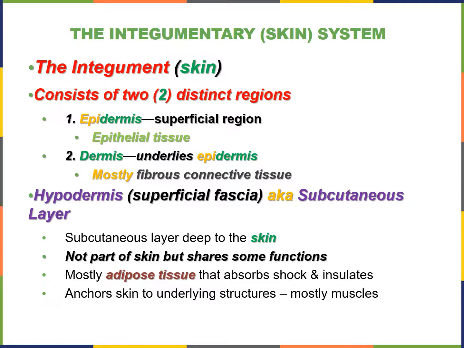This hypodermal area is mostly adipose tissue. It's there to absorb shock and to help to insulate the body. It's also used to anchor the skin to the underlying structures, mostly the muscles and some additional fascia planes in the body.